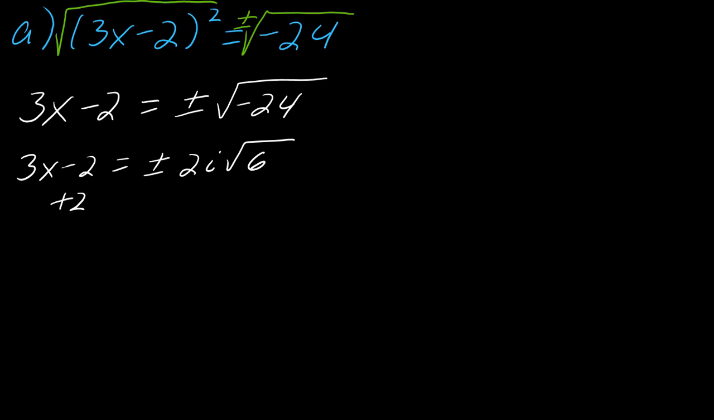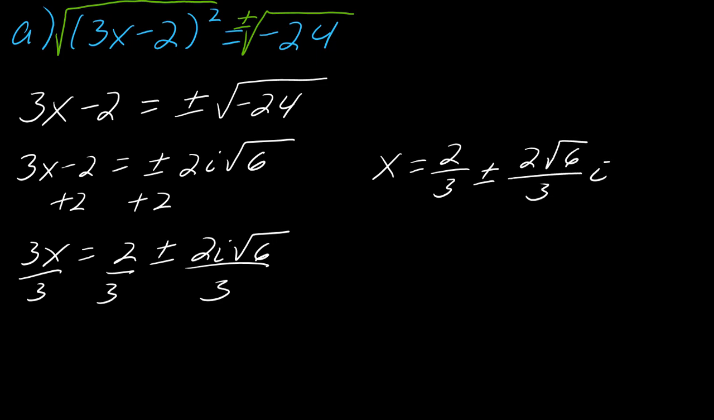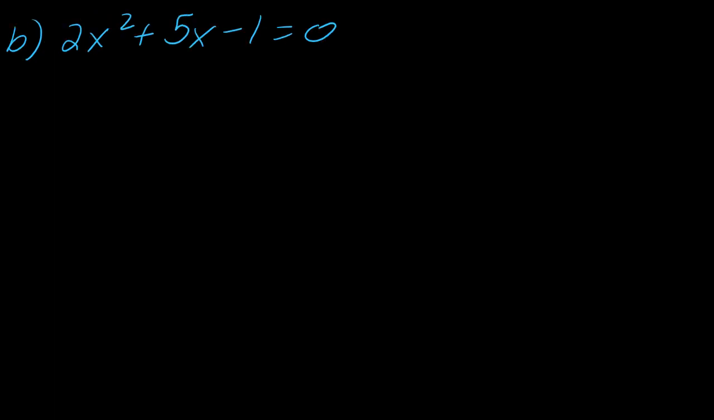And now I can go ahead and just solve for x. So I get 2 plus or minus 2i times the square root of 6, and then I can just divide everything by 3. So my final answer will be 2 over 3 plus or minus 2 times the square root of 6 over 3 times i. And that's as far as you can go with that one. You can't simplify it any further.